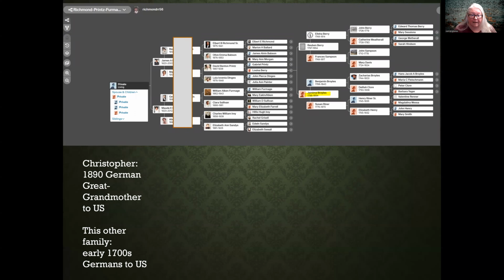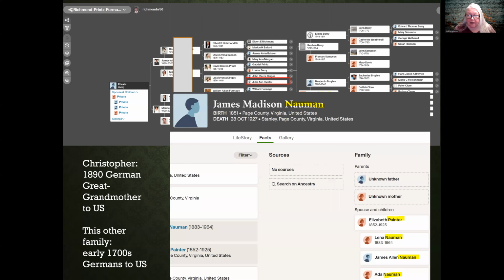My husband has an 1890 German great-grandmother to the US. And so this is, if you look at this tree, one that I just kind of printed offline. And this other family has the early 1700s Germany to the US. So is there a connection? Possibly. There's a painter family.